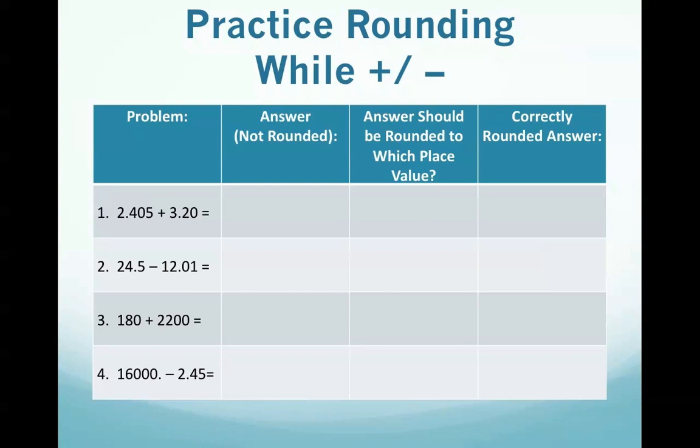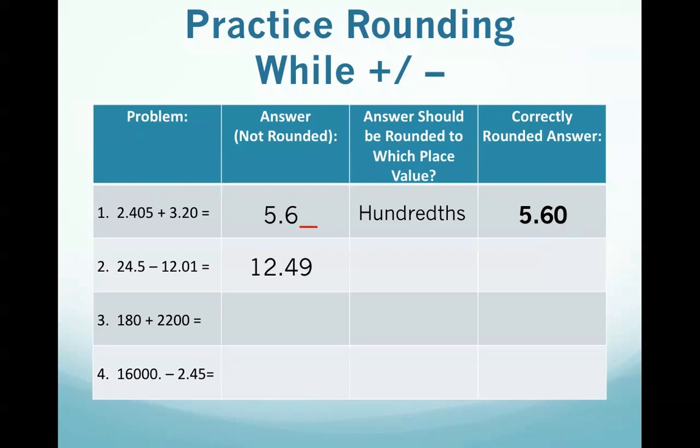So, number 1, plugging this into my calculator, I get 5.6. However, the answer should be rounded to the hundredths place. I have precision to the thousandths and hundredths, so that means my answer has to reflect the hundredths. That means I'm actually going to add a 0 into that hundredths place. Remember, zeros at the end of a number with a decimal are significant, so placing that 0 there is an important step in reflecting the precision.